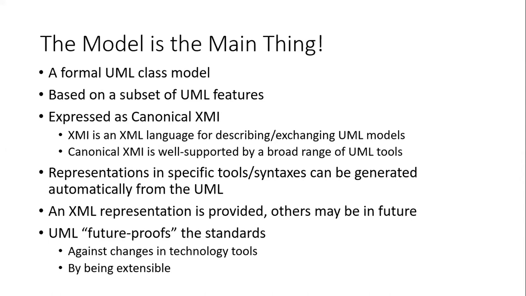There's a thing called XMI, which is an XML language for describing and exchanging UML models between tools that work with UML. And there's a subset of XMI that is a very well-supported collection of the XMI features. We did a bunch of research and talked to the canonical XMI people at OMG to determine what XMI we should use to describe our subset of UML. OMG is the standards body that produces all of these things. I think we came up with a very good solution there: there are lots of tools that will take your UML and turn it into a representation in whatever syntax or platform you're going to use, which means that the DDI Alliance doesn't have to do it.